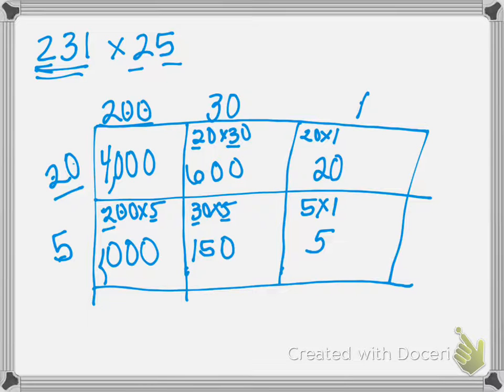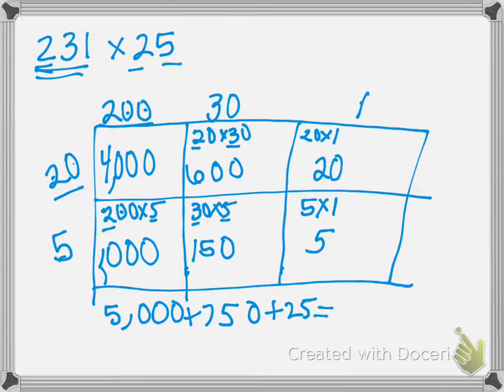And now we have to add them, and we want to add them carefully. So what you can do too is add these columns first. I can go 4,000 plus 1,000. Well, we know that that's 5,000. 600 plus 150, 750. 20 plus 5 is 25.